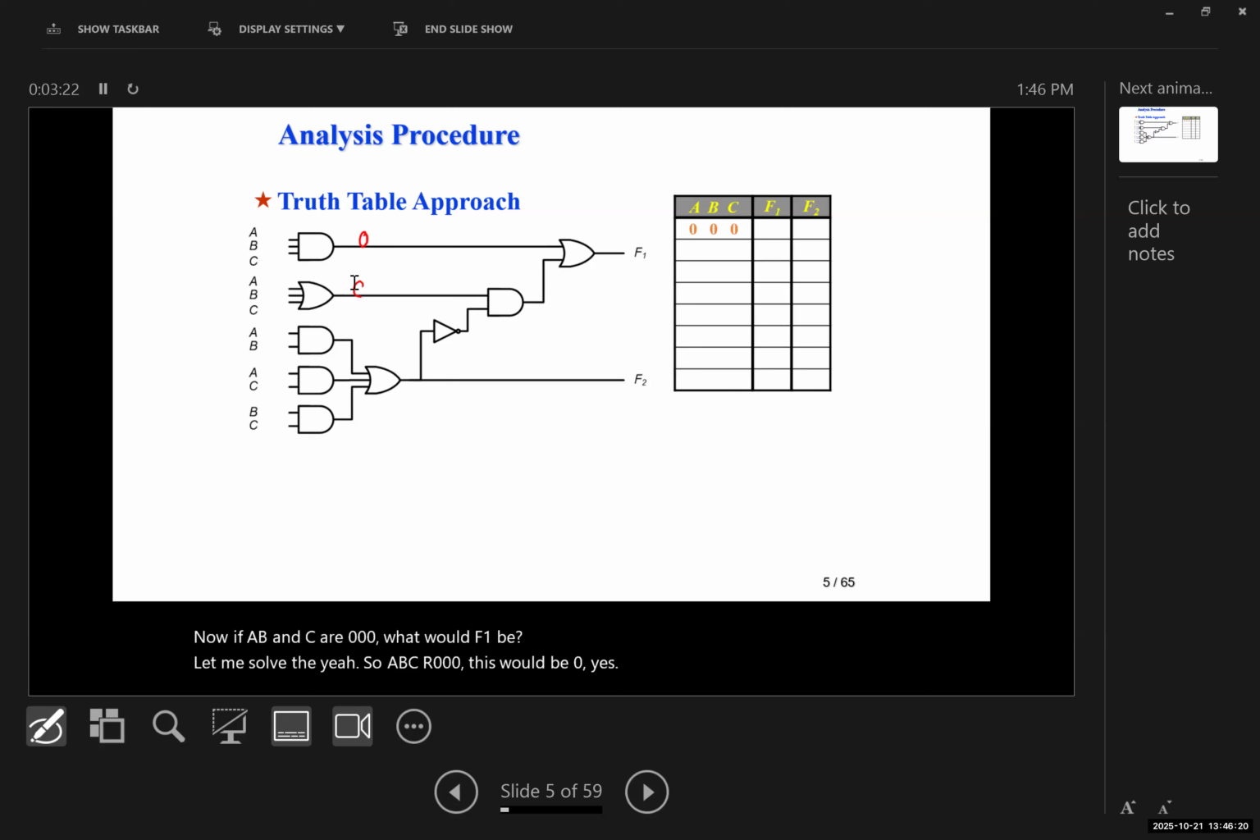What about the second one? 0. So A, B, this is going to be 0. AC is 0, and this is 0. 0 plus 0, 0. This NOT would be 1. Now 0 on the top, and 0, 1 would be 0. So 0 plus 0 gives us what? 0. What about F2? 0. So F1 would be 0. And F2 would also be 0.